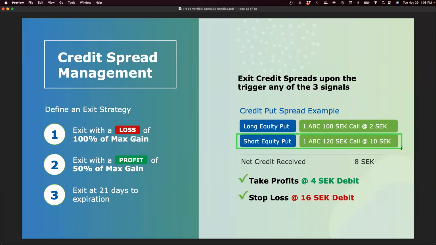And that's why we have the third rule for credit spreads that you don't have with debit spreads, which is to avoid assignment risk. Because with a debit spread, your strategy driver is a long option, and you don't have any assignment risk on a long option.